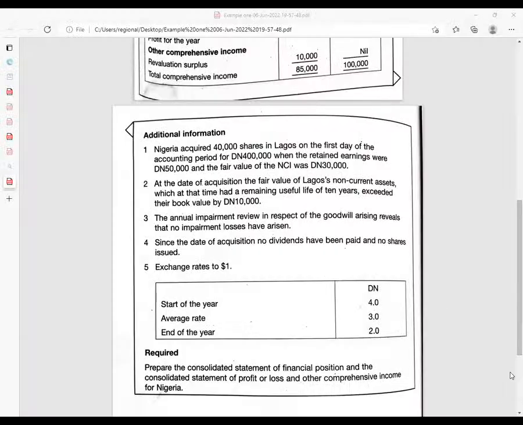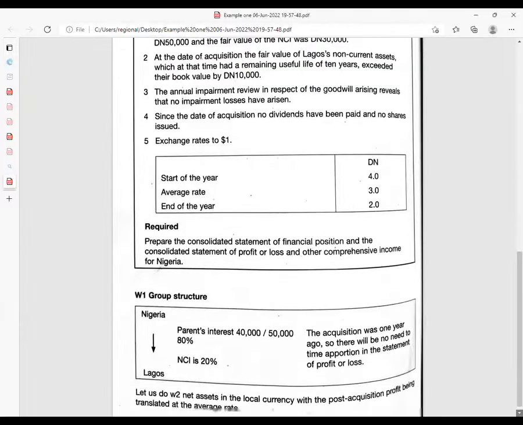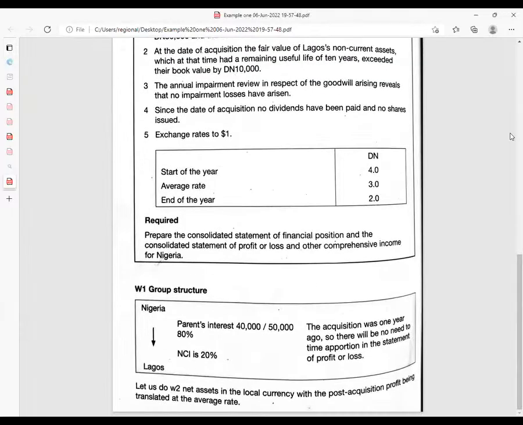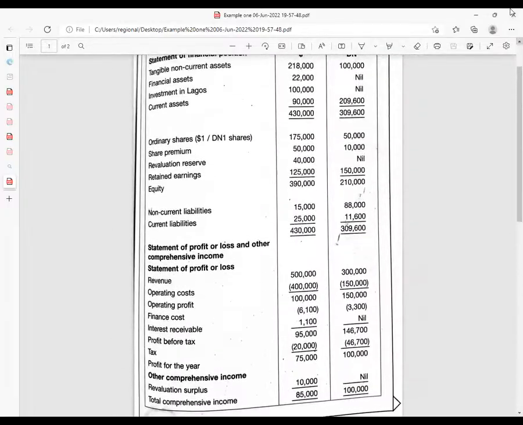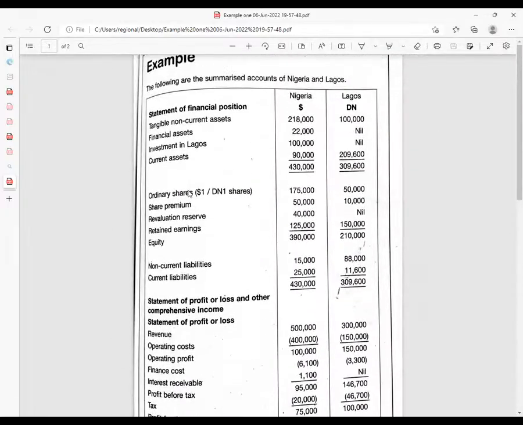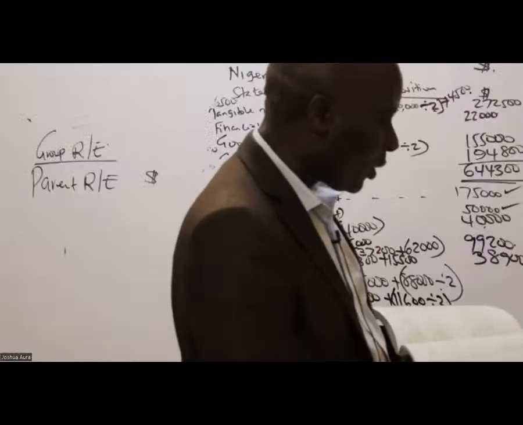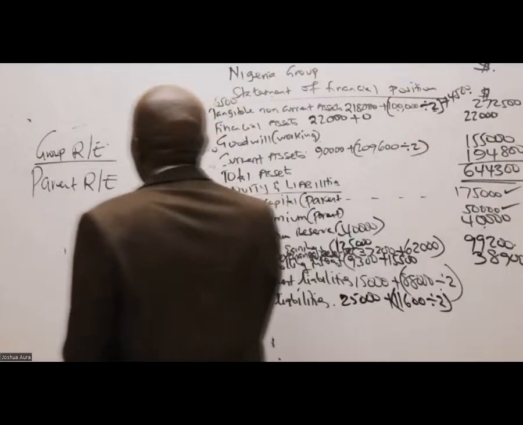Parents retained earnings from the balance sheet. Right? 125,000, isn't it? So here we have 125,000.